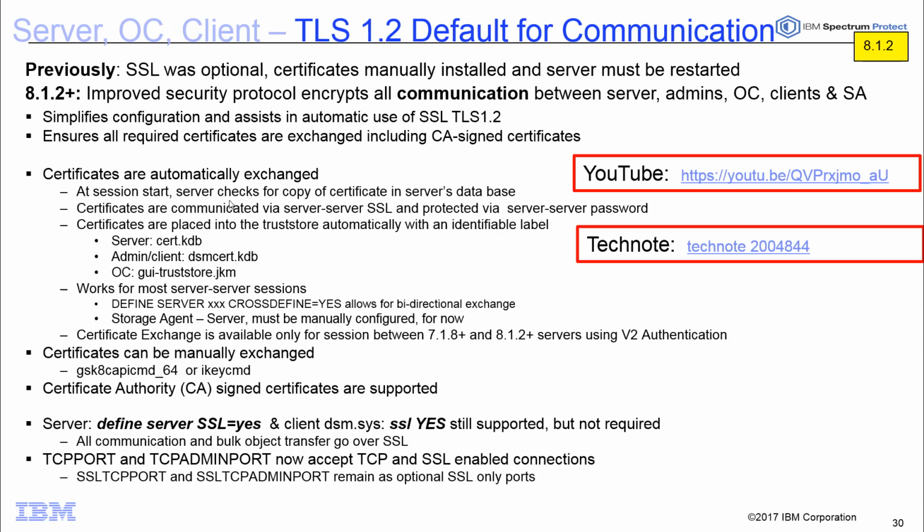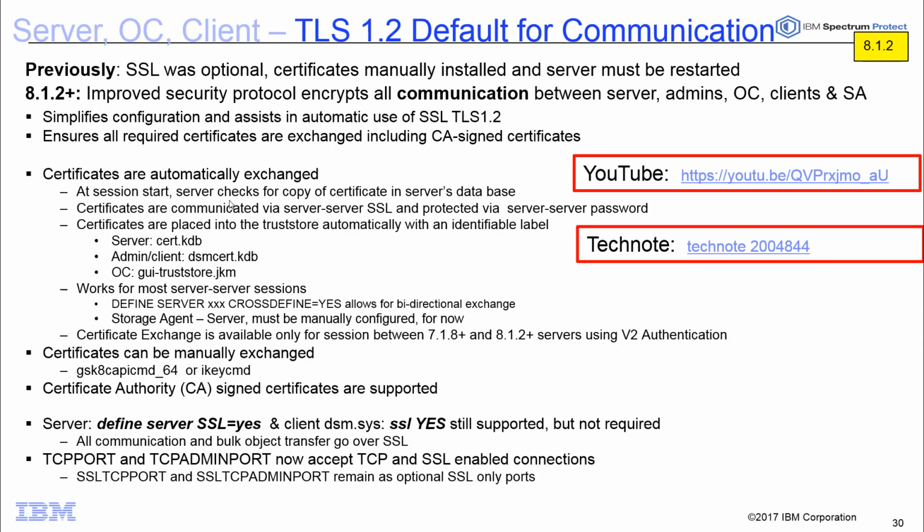The certificates that are exchanged on the Spectrum Protect server, we will place them in the cert.kdb, and in the admin and client, we'll place them in the dsmcert.kdb, and for the operations center, we'll set them in the GUI-truststore.jks. So these are 3 trust stores that will automatically be set up by Spectrum Protect and will be utilized for the TLS 1.2. When you define the server with cross-define equals yes, that will allow for the bidirectional exchange of these certificates. One thing you do need to be aware of is for storage agents, you will have to manually configure them. They are not automated at this point.